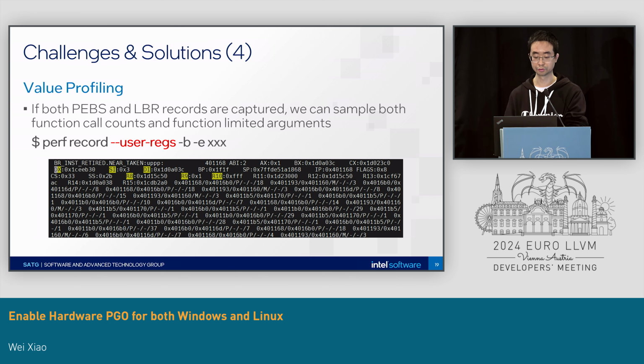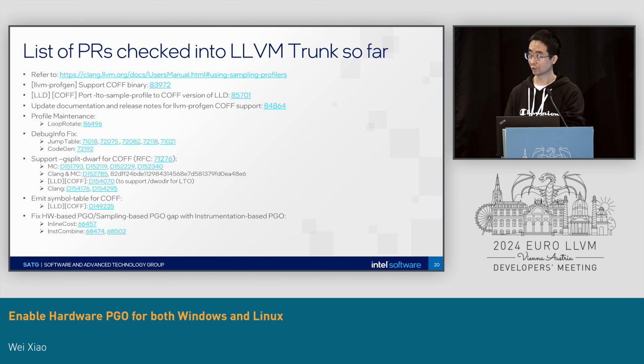So we can support some sort of value profiling in hardware PGO to catch up with instrumentation-based PGO. This is our future work. And we just list out all the patches we have submitted during the past 1 year, including the Windows support, profile maintenance, debug information fix, and split off from the COFF file. And we even fixed some performance gap between the hardware PGO and the instrumentation-based PGO.